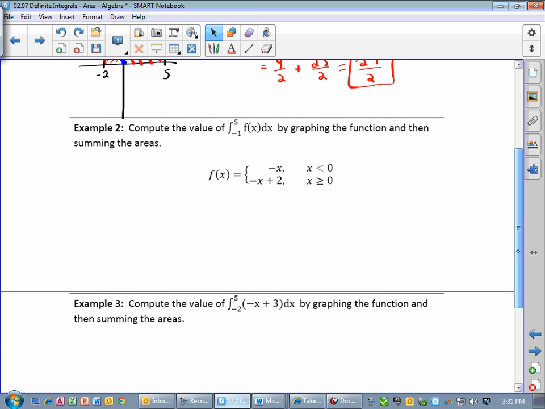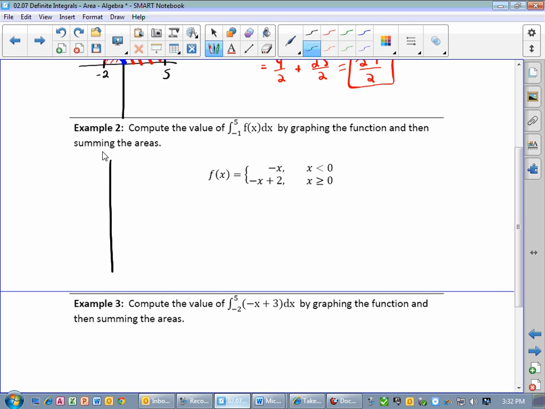And I'm checking that. So example 2 says, same thing, compute the value of the integral from -1 to 5 of f of x dx by graphing the function and summing the areas. This time we've got a piecewise function. You know how much you guys love piecewise functions. So let's graph.